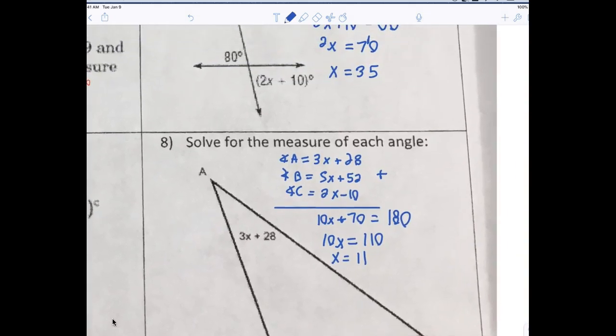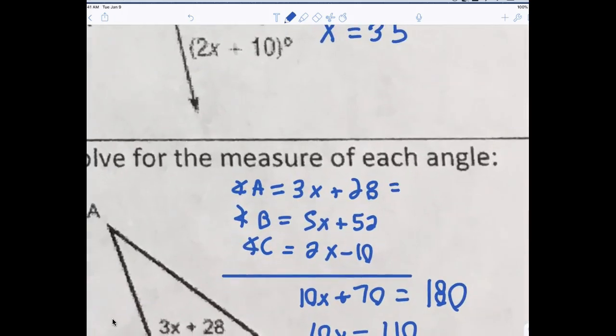Now that x equals 11, we add them back in. Come right up here, put equals. So what do you think happens in the end? 3 times 11 plus 28 equals 180? No. Each angle doesn't equal 180. All three added together equals 180. So now you're just simplifying this.